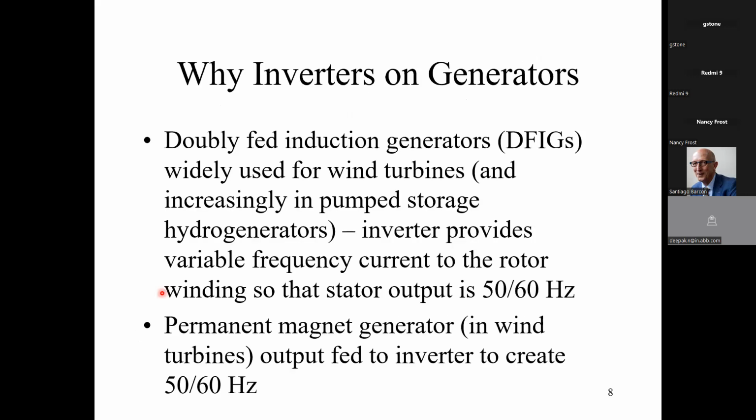Okay, but I should just spend a few seconds on inverters for generators, and I'm specifically referring to what's called the doubly fed induction generators, which are very widely used in wind turbines, it's a type of generator configuration, and increasingly by utilities in their pump storage hydrogenerator plants. Okay, and in this case, what happens is you have an insulated winding on the rotor, and instead of feeding it DC, you feed it AC current.